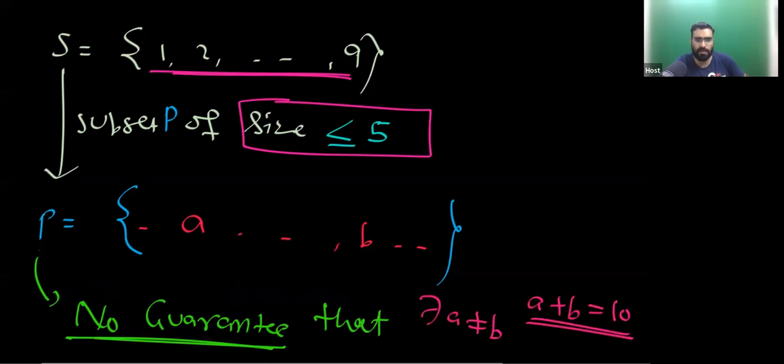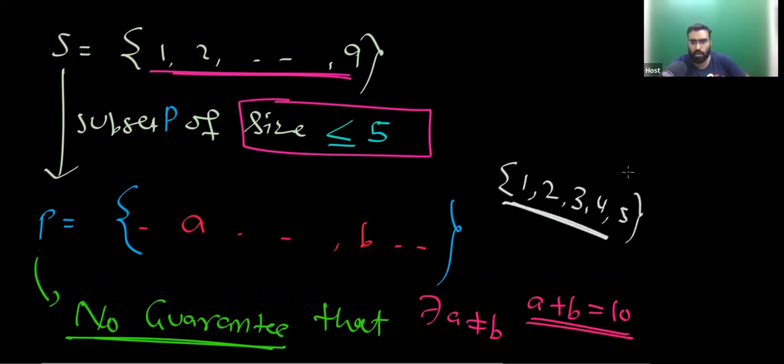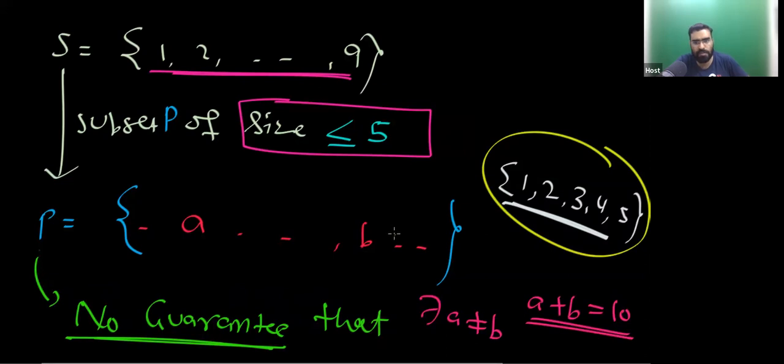For example, what is the counter example you will give? You can take 1, 2, 3, 4, 5. Now you can see, you don't have two different people giving you summation equal to 10. I hope this pigeonhole principle is clear. These examples, are they clear? Slowly we are taking complicated examples.